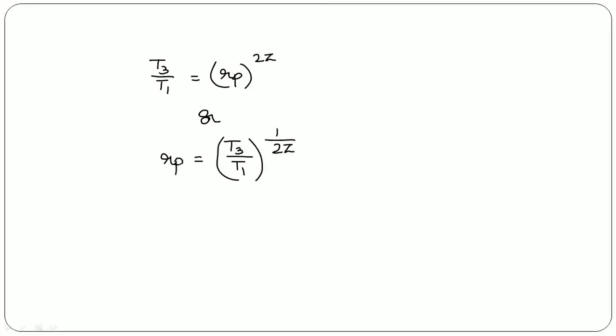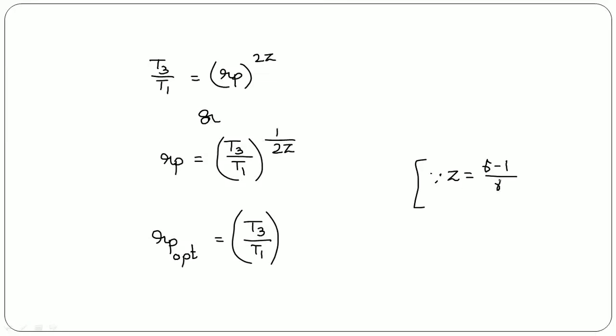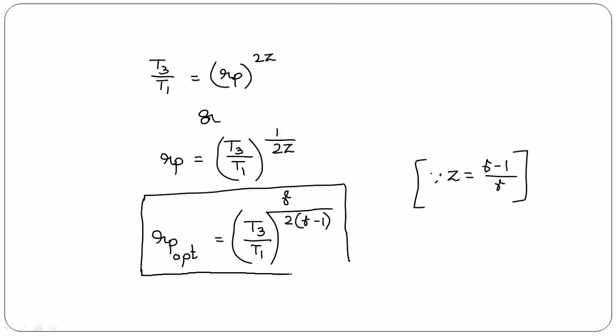See, this pressure ratio that we have got by differentiating work done with the pressure ratio and equating to 0, we call this the optimum pressure ratio. So the optimum pressure ratio is (T3 by T1) whole to the power 1 by 2z, where z is (gamma minus 1) by gamma. So if I substitute this here, then it becomes gamma by 2 into (gamma minus 1). So this is the formula for the condition for maximum work done. So the condition for maximum work done is this.